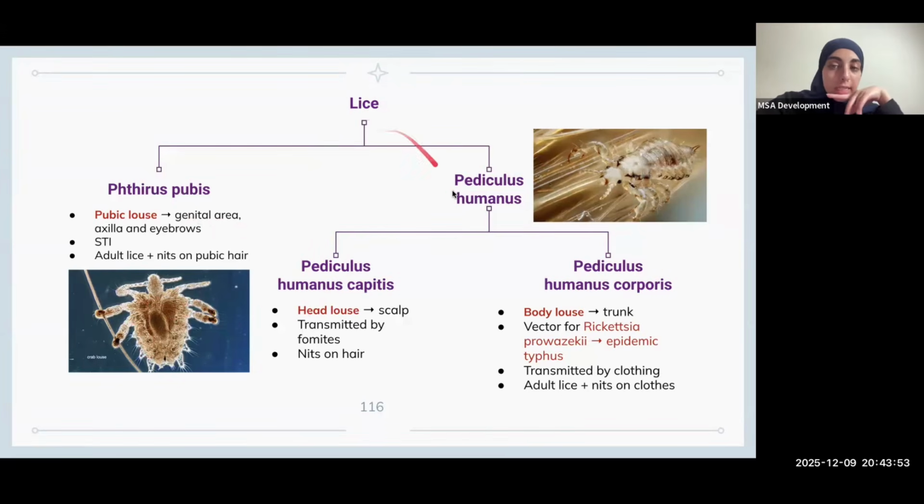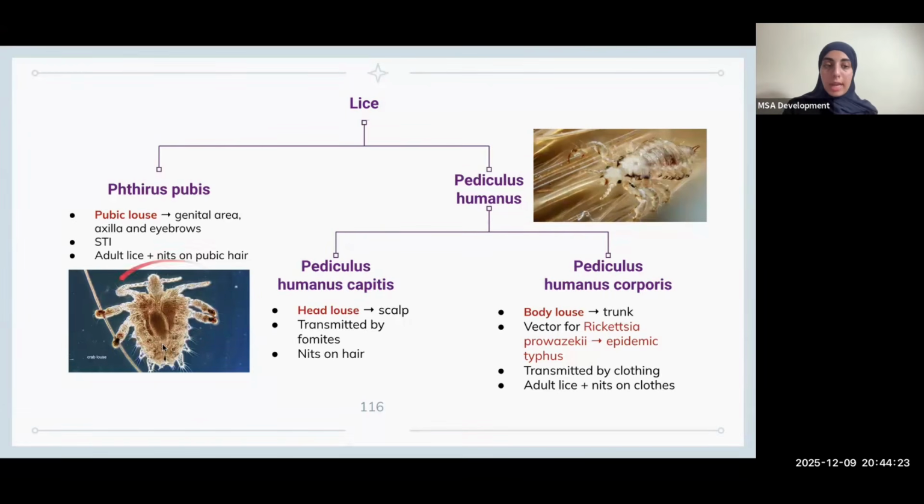The other type of lice is Pediculus humanus. Pediculus humanus can either be capitis or corporis. Capitis, from the name, affects the hair on the head, the scalp. Corporis affects the body, okay? So now we have three types of louse: pubic louse, head louse, and body louse. Pubic louse is a group on its own. The head louse and body louse are a group on their own together, okay?